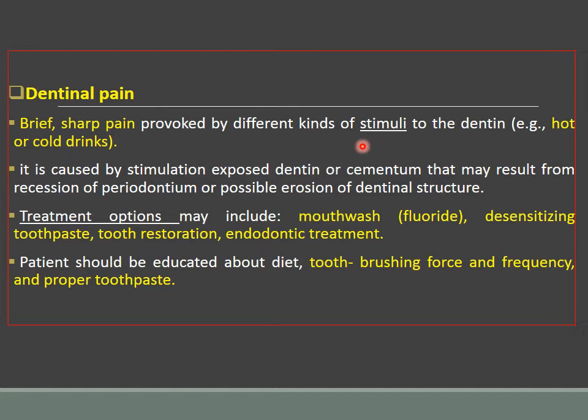It is caused by stimulation of exposed dentin or cementum that may result from recession of the periodontal tissue and possible erosion of the dentinal structure. Treatment for such a condition may include mouthwashes containing fluoride, or using desensitizing toothpaste, or sometimes we do a restoration, especially if the pain at the cemento-enamel junction area becomes high, so we get rid of it by doing a filling. And sometimes if nothing helps, we go back to endodontic treatment to remove such severe sensitivity of the teeth.